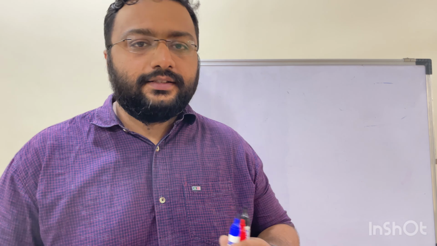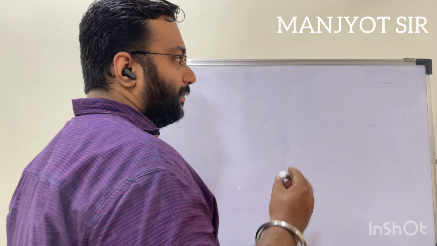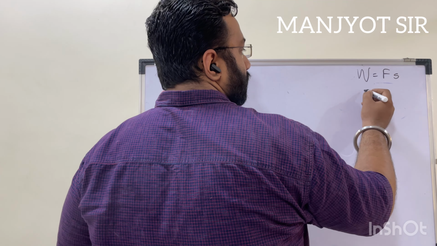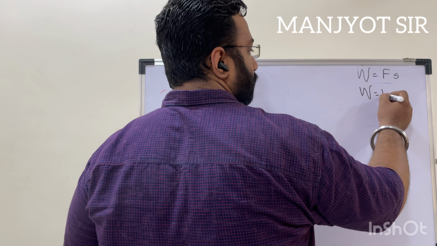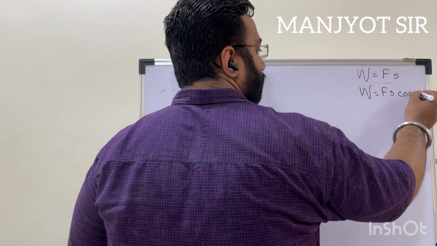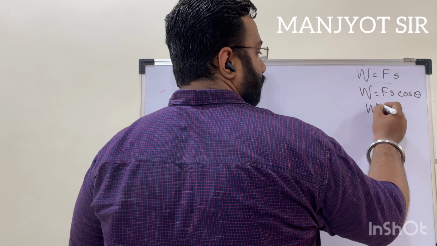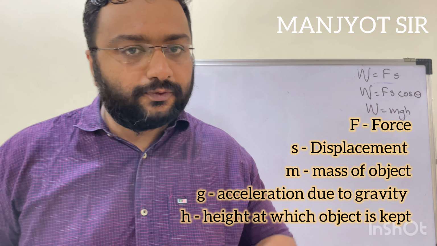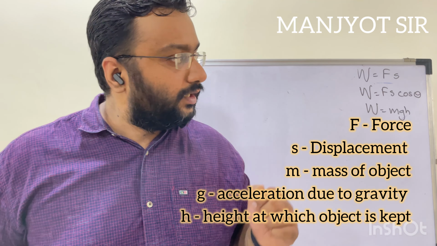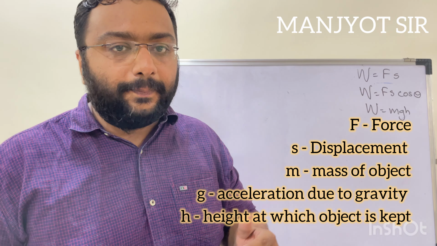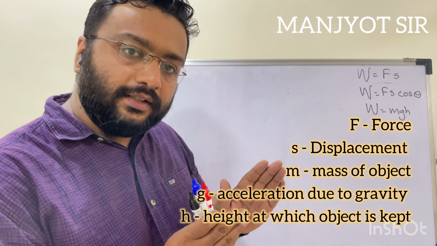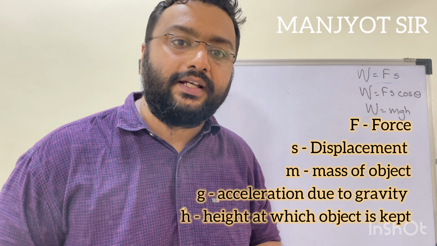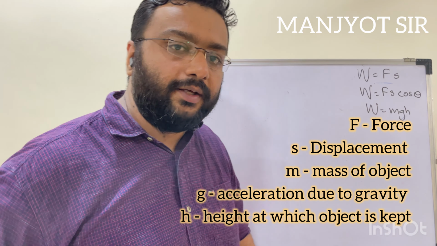See now, let's first note down all three formulas. तो मैं आपके लिए यहाँ पे तीनों formulas लिख देता हूँ। First formula is very simple, W is equal to Fs. Second formula is W is equal to Fs cos theta, and third formula is W is equal to mgh. Over here we all know that F means force, S means displacement, theta means the angle which is made by force and the direction of the force, m is mass, g is acceleration due to gravity, and h is height at which the object is kept. And we all know that W is work.